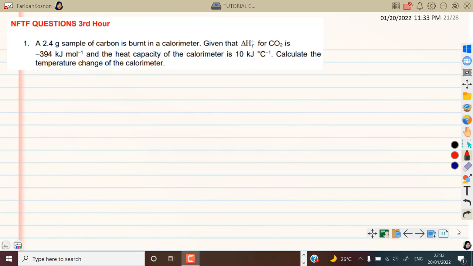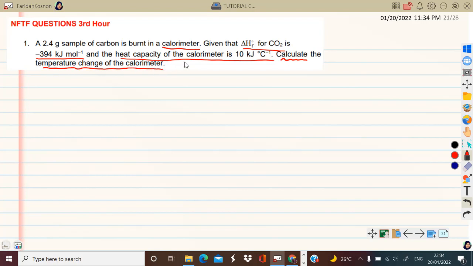Okay, so first of all, please refer to question number 1. We have a 2.4 gram sample of carbon burnt in a calorimeter. Of course, the calorimeter used is a bomb calorimeter because the reaction occurring is combustion. Given that the standard enthalpy of formation for carbon dioxide is negative 394 kilojoule per mole and the heat capacity of the calorimeter is 10 kilojoule per degree Celsius, calculate the temperature change of the calorimeter.